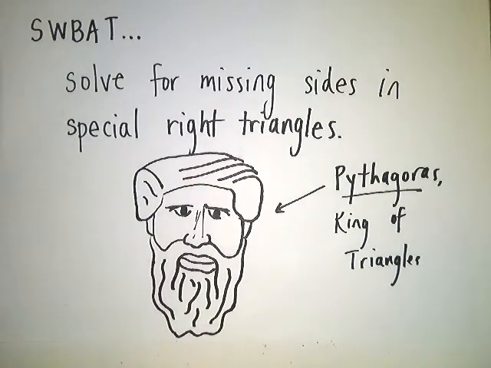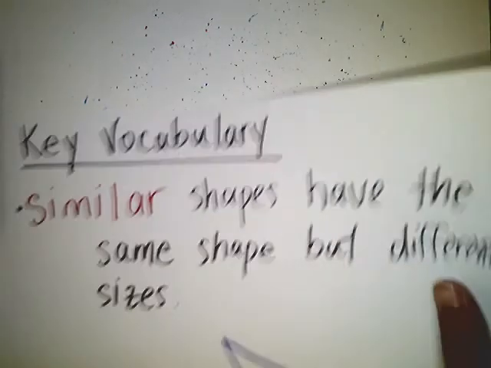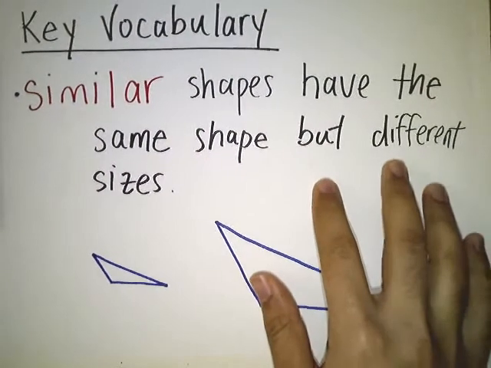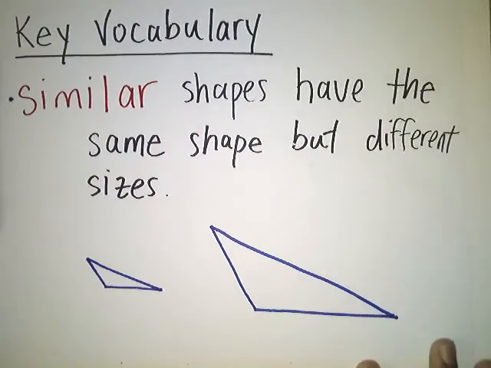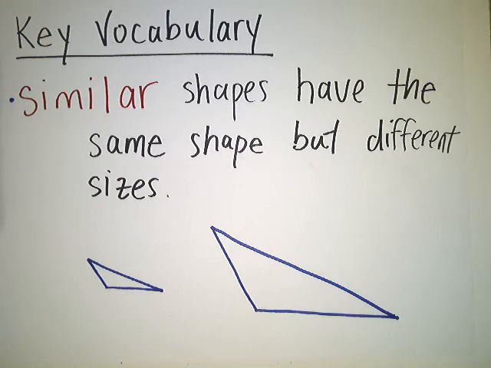All right. Before we begin today, some quick vocabulary. Hopefully you remember this from geometry. Similar shapes have the same shape but different sizes. You can see these two triangles have the same shape. They're both scalene triangles, with three different side lengths, and their angles are the same.